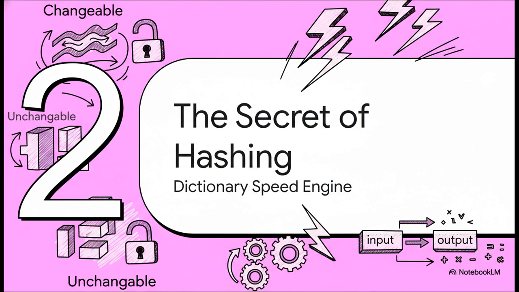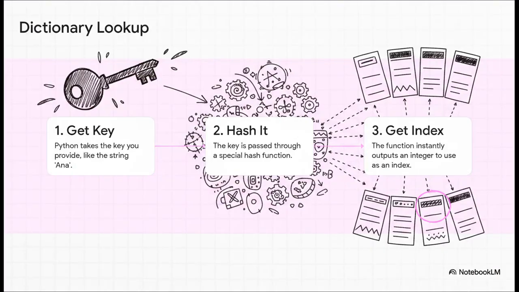So why does all of this matter? Why do we care about changeable versus unchangeable objects? Because this distinction is the absolute key that unlocks the dictionary's speed. It's what makes the secret ingredient, a thing called hashing, possible. Dictionaries use this process called hashing, and you can just think of it as a super efficient filing system. When you want to find something, a dictionary doesn't search at all. Instead, it takes the key you give it, runs it through a special mathematical function, a hash function, and that function instantly spits out a number.